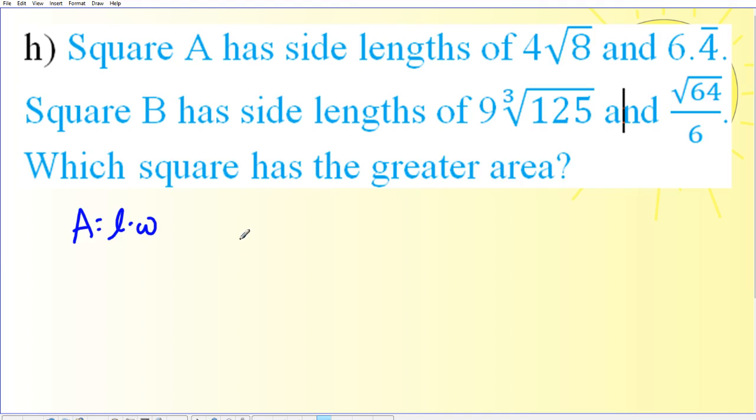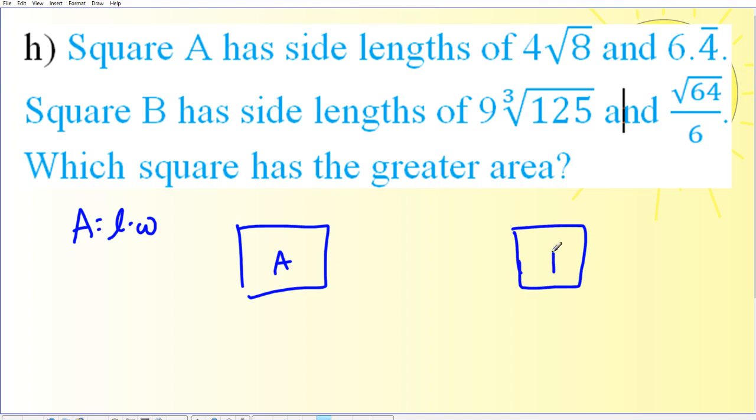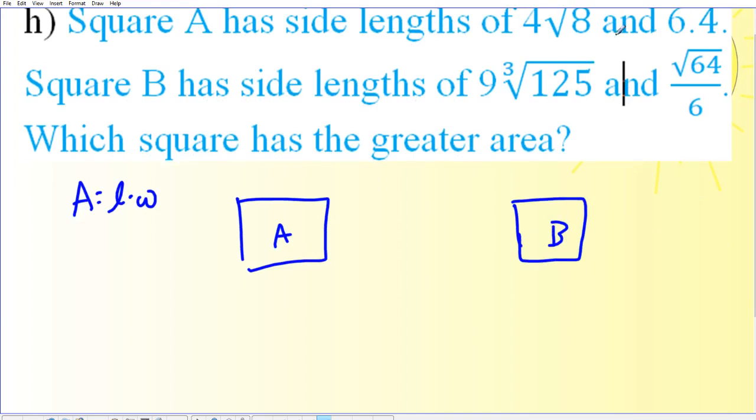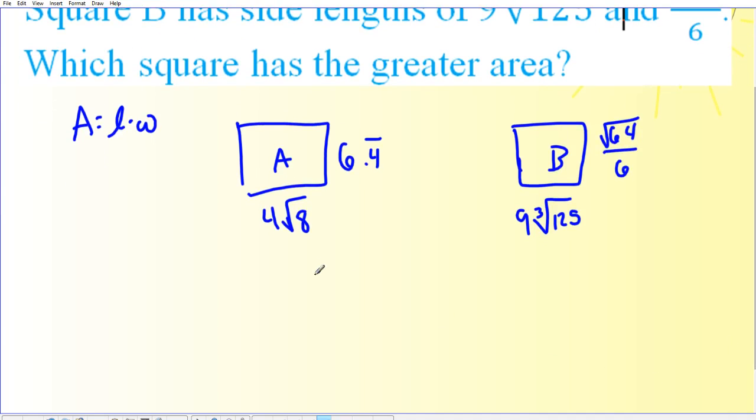All right, so square A, square B. Square A has side lengths of 6.4 repeated on one side and 4 square roots of 8 on the other. Notice how I like to draw my pretty pictures. Square B has side lengths of 9 cube roots of 125 and square root of 64 over 6. All right. So basically, I'm going to evaluate this, change them all into decimals, and then take length times width for square A to get the area, and length times width for square B to get the area.